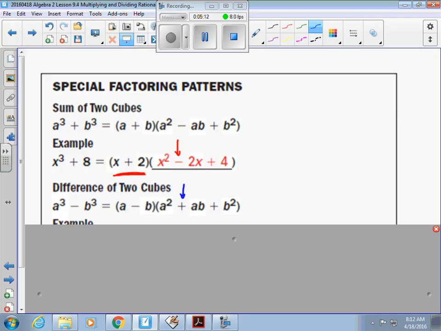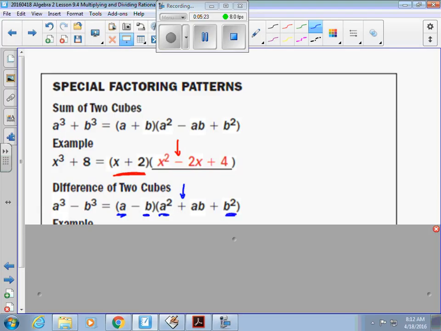That's plus there. What number do you need to multiply by a to get a cubed? You got to multiply by a squared. What number do you need to multiply by b to get b cubed? You got to multiply b squared. Again, let's look at some numbers to make that make sense.